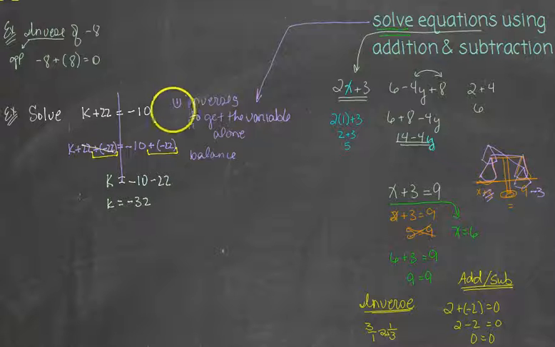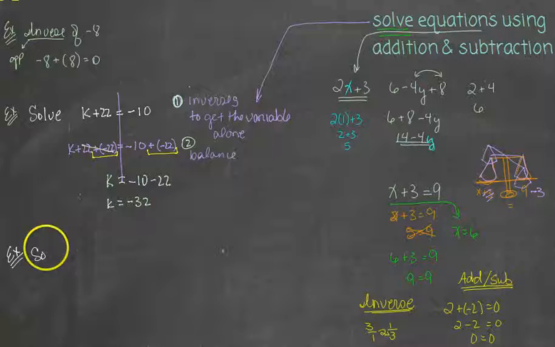So first step, I'm using the inverse property to figure out how to get the variable alone. And then the second step is I have to do it to both sides to keep it in balance. So let's do another example. This time we want to solve the equation 62 equals m minus 15.